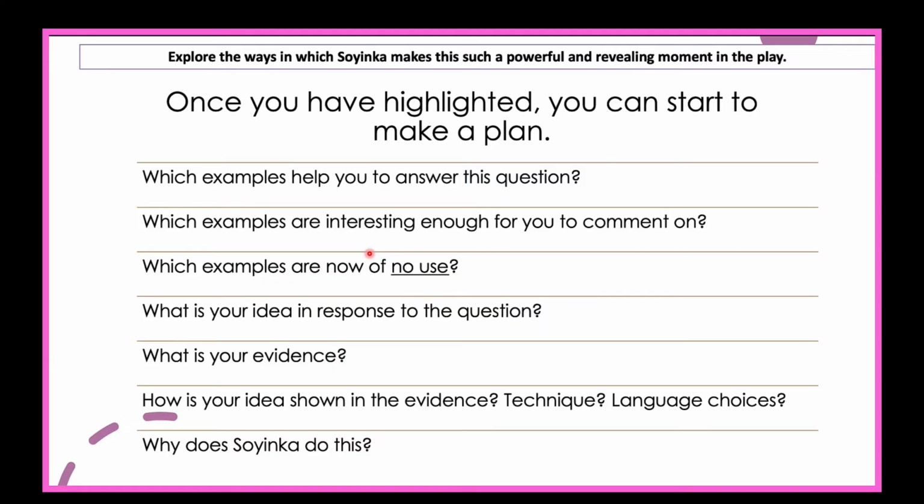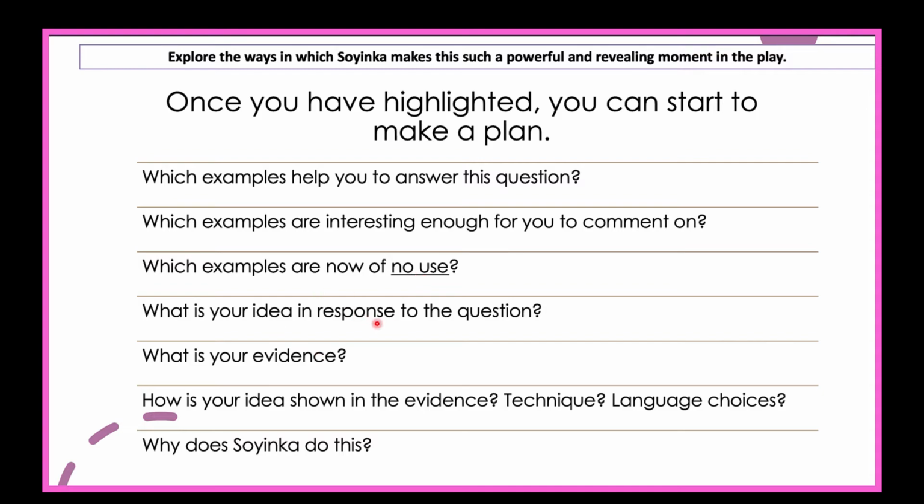So once you've highlighted, then you can start to make a plan. You can start to look back to that big list of all of the different ideas that you initially had and think, well, okay, which ones, now I've got all of these highlights, do I think could actually build up an essay? And then once you've done that, you can think about which examples are going to help you, which examples are now of no use.